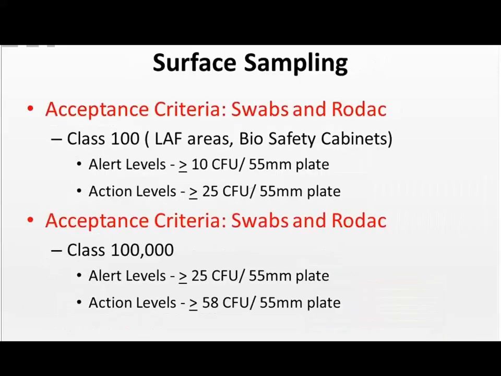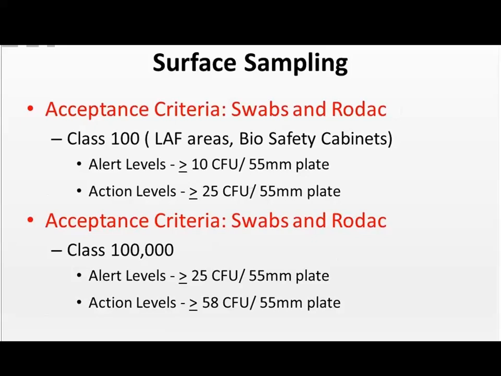For our surface sampling, depending again upon the class of your area, we have different criteria. It's going to be the same for your swabs and your Rodax. So if we're looking at a Class 100 area, remember the Class 100 is the FDA standard. This would be referred to as a Class A under the ISO standard. The specifications are going to be the same: laminar flow, biosafety cabinets, your sterile areas.